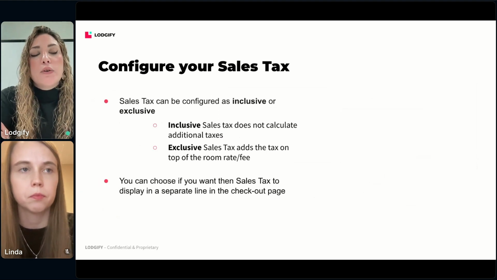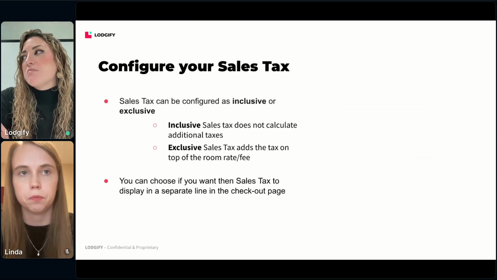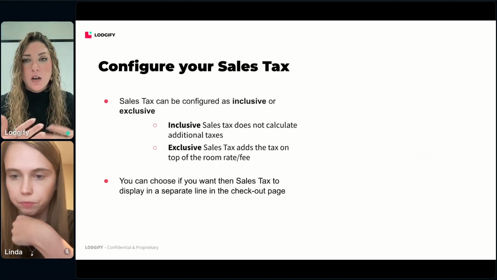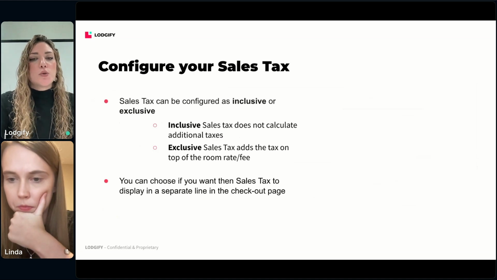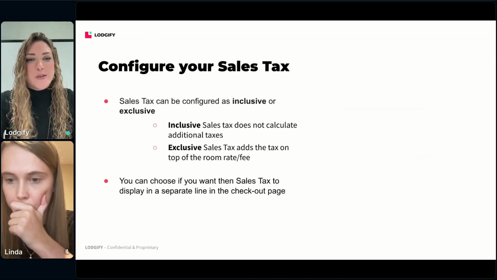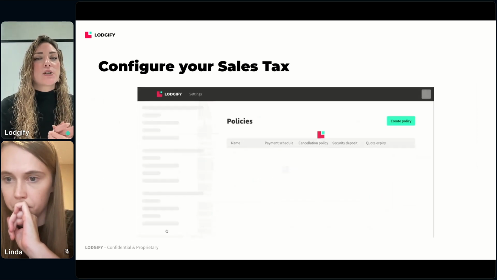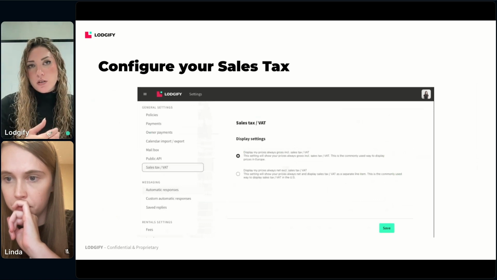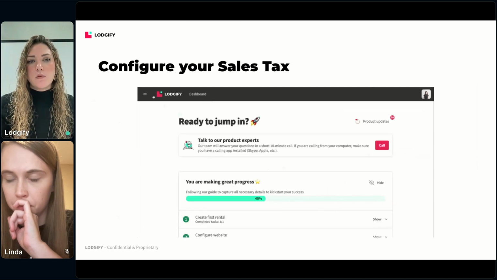And as I said before, you can choose if you want the sales tax to display in a separate line in the checkout page. Normally, for example, I think that for European customers, it makes more sense for the sales tax to not show in the booking breakdown, while in the US it is very common to have it visible. In Lodgify, you can choose the way you want it to display, if you want it to display or you don't want it to display at all. This is how you do it. You go to the settings section of the account, you click on sales tax VAT, and you can choose between gross and net. Gross will not make the sales tax visible, while net will.